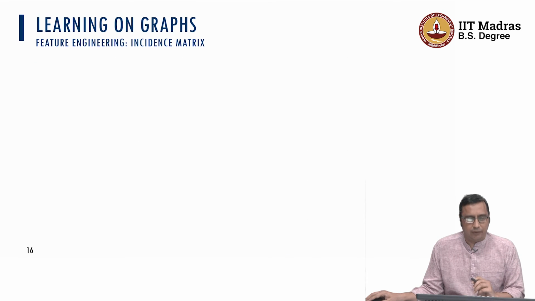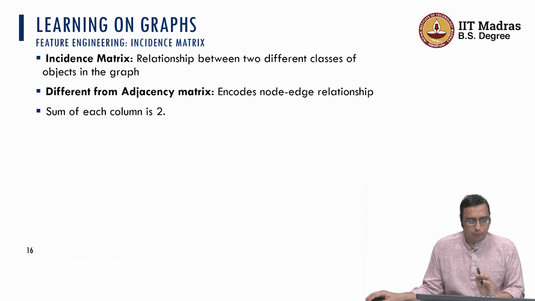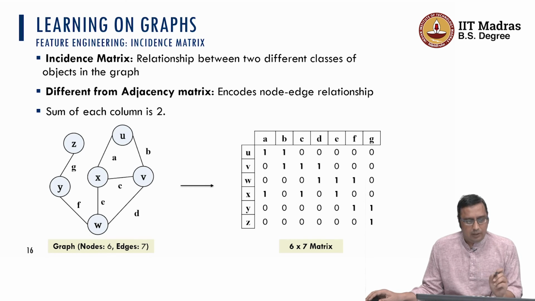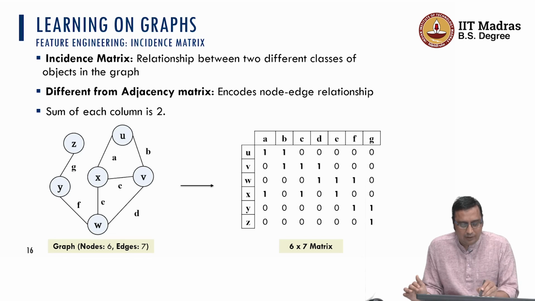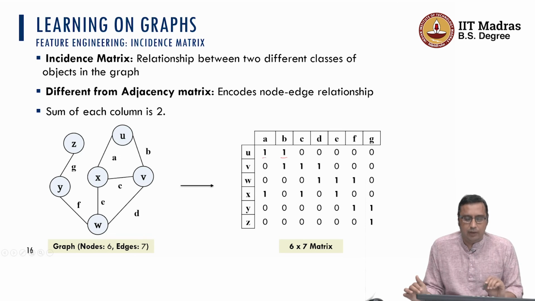But we also have an incidence matrix. The incidence matrix provides node-edge relationships. So it actually now connects two kinds of objects: one object is a node, another object is an edge. So it encodes node-edge relationships. So U is connected by A and B, or there are two edges which are actually incident on U. Similarly, V is incident by B, C and D, and henceforth.